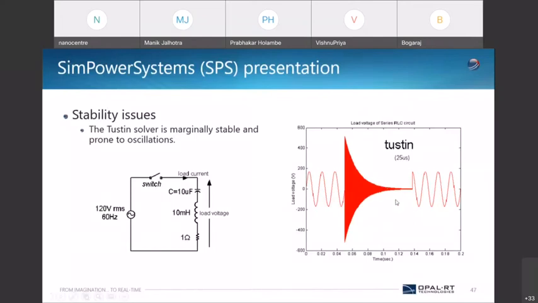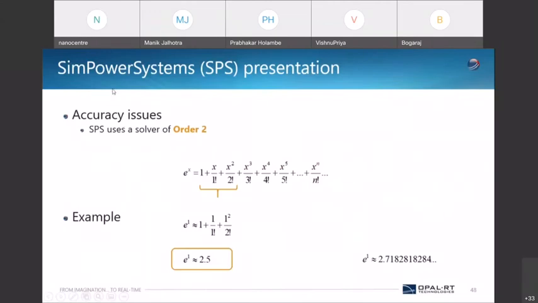And then another issue with the SPS solutions is that the accuracy of the system is also low, because the SPS uses a solver of order 2. Because it is using a solver of order 2, the value differs a lot from the exact one. If we try to compute the value of e raised to the power 1, the actual value is 2.71, whereas the value we get from the SPS, which uses a solver of order 2, is approximately 2.5. So we see that there is an accuracy issue as well.